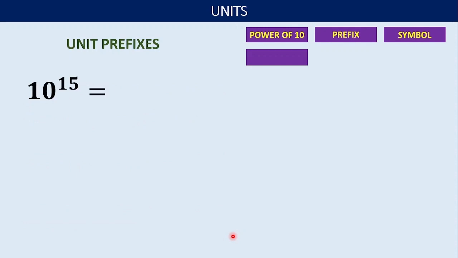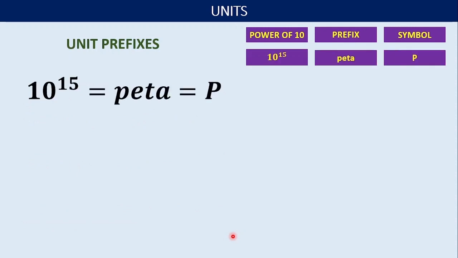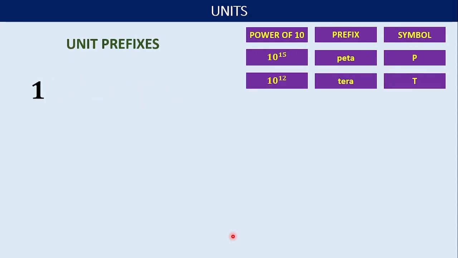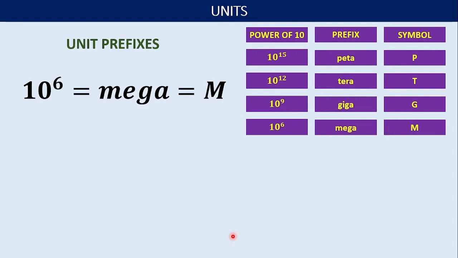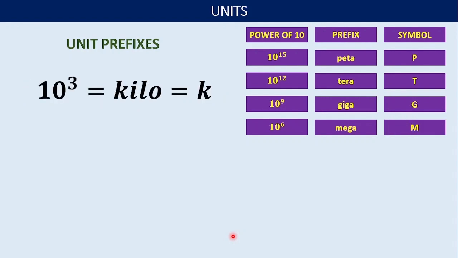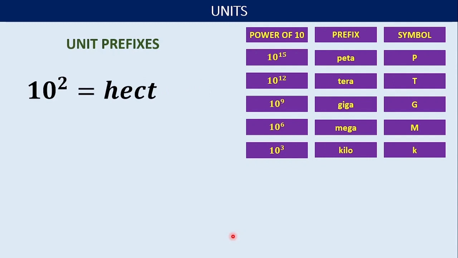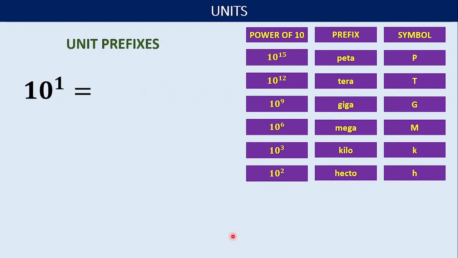Let us now start. 10 power 15 equals peta. The symbol is capital P. Good. 10 power 12 is tera equals capital T. 10 power 9 equals giga equals capital G. 10 power 6 equals mega equals capital M. 10 power 3 equals kilo equals small k. 10 power 2 equals hecto equals h. Then 10 power 1 equals deca equals da.